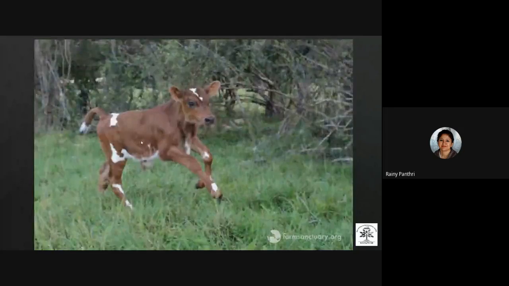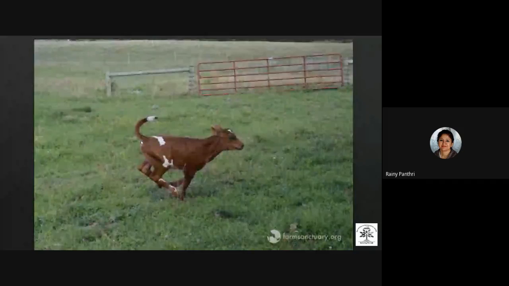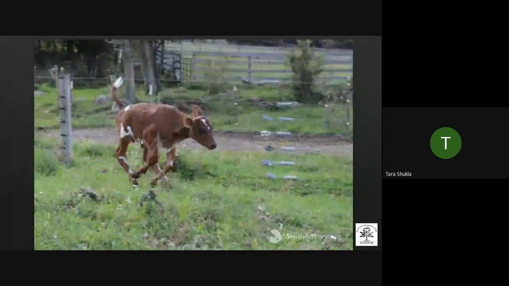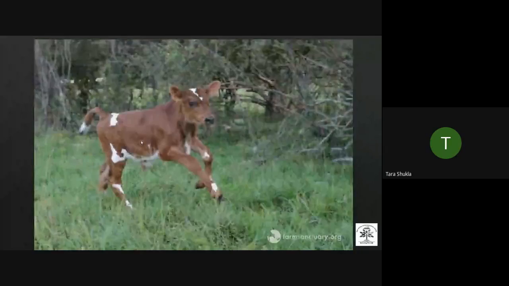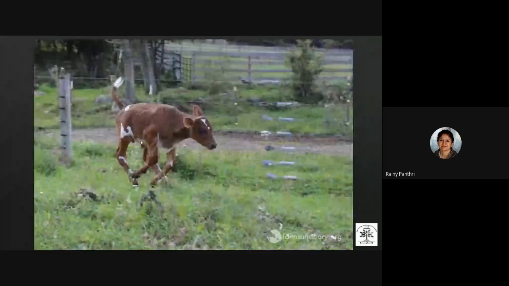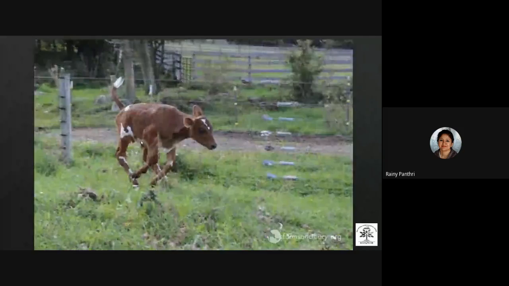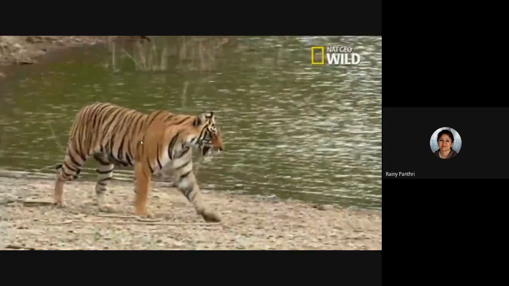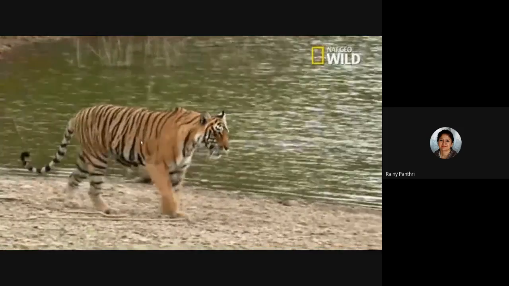This is a calf again, but see, it's running like a little puppy. So don't you feel good when you look at this? Joy, yes. Right. Cute. So I'm sure there are all positive things over here because our heart knows what is correct. Now here, lovely, beautiful animal, tiger.